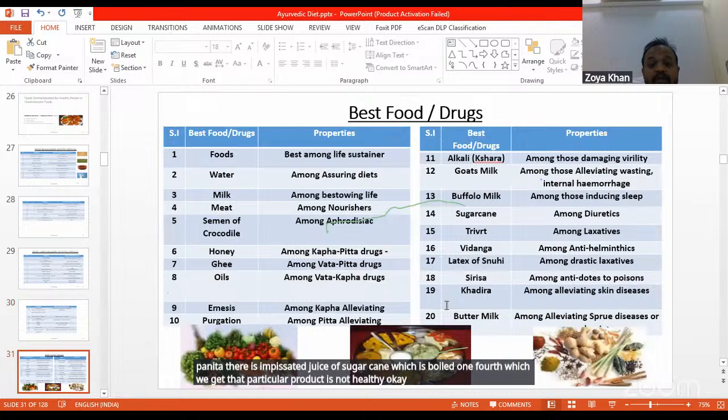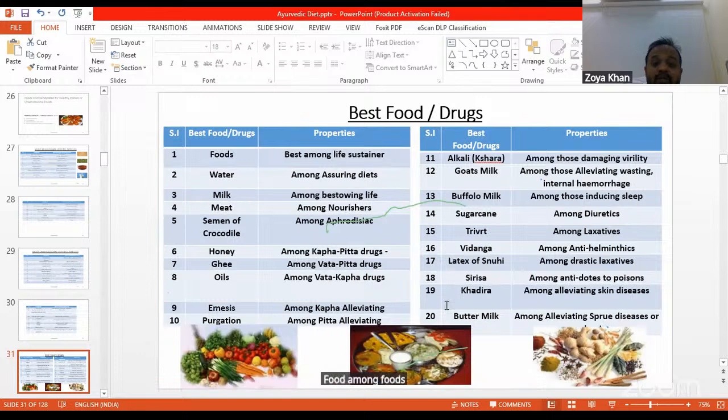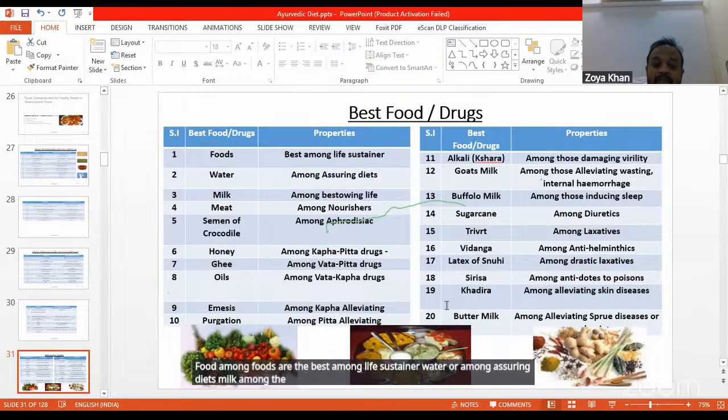Now let's understand about the best food or drugs. Foods are the best among life sustainers. Water is among assuring diets. Milk is the best among those bestowing life. Meat is among nourishing. Semen of crocodile is among aphrodisiacs. Honey is among the drugs for kapha and pitta. Ghee is among the drugs for vata and pitta.